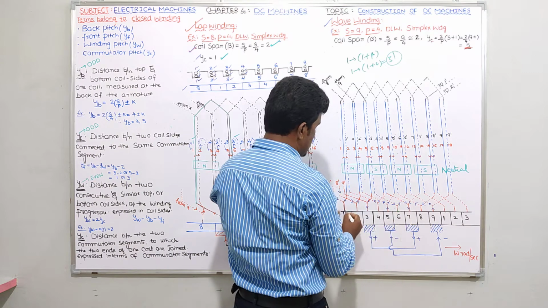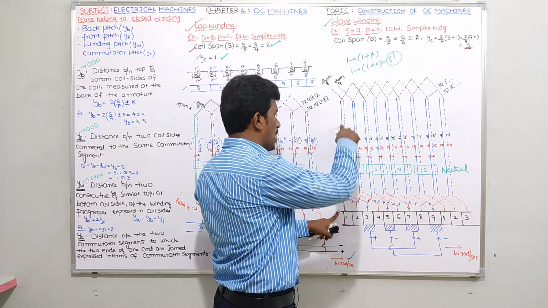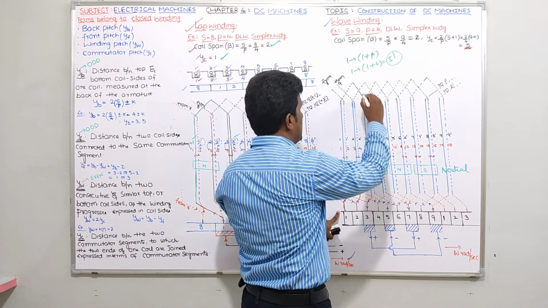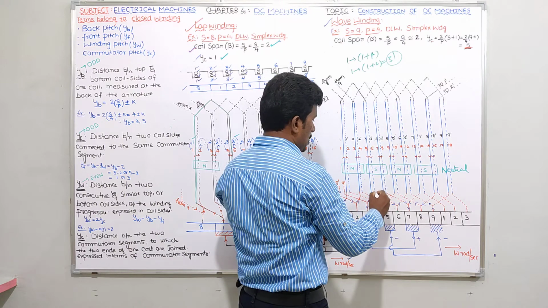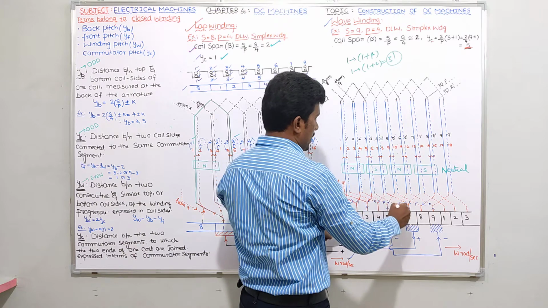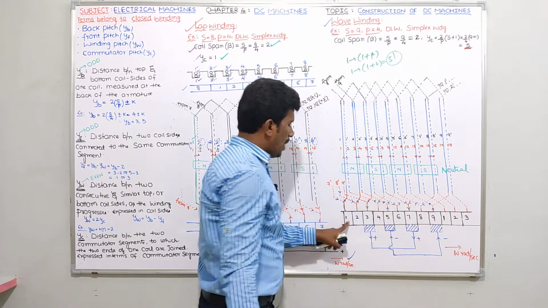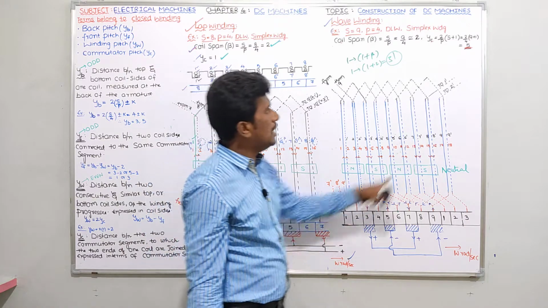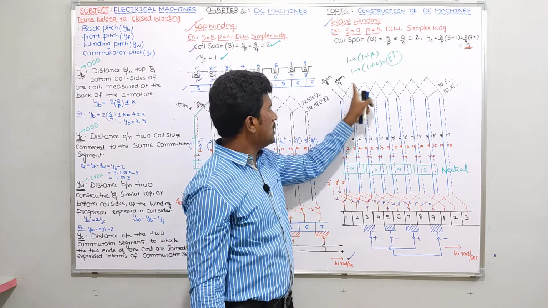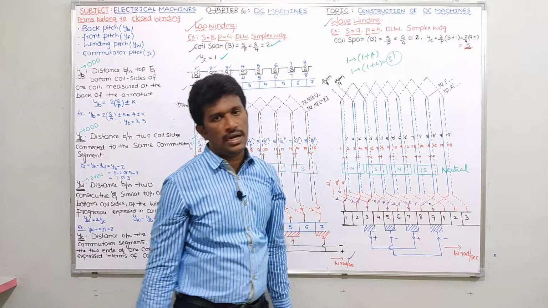Why are you getting 6 here? Anybody idea? So one coil side of the coil, 1, is connected to commutator segment 1. For this 1, 3 dash coil, the other coil side, this 3 dash, is connected to, I can say, the 6th commutator segment. Why is it happening? Simple. 1 plus YC. What is the value of YC here? 5. 1 plus 5, 6. That's the reason why another coil side, this 3 dash, is connected to the 6th segment.